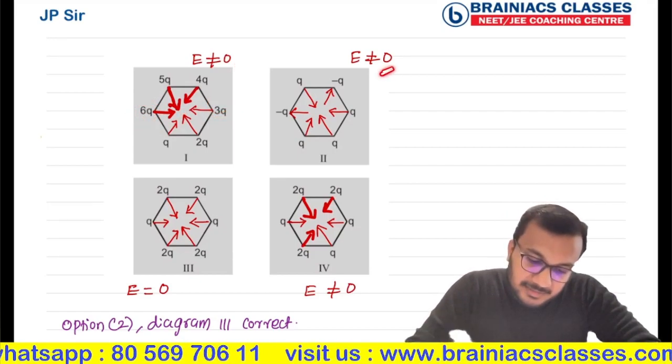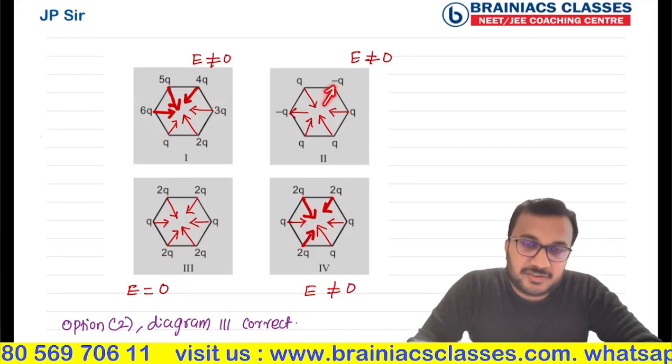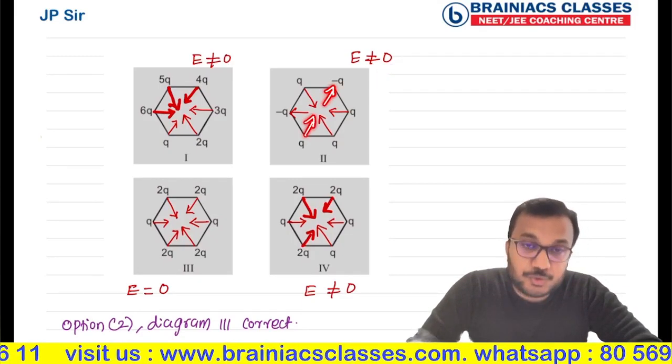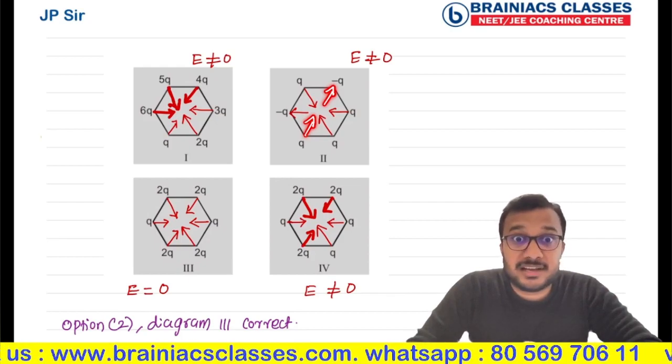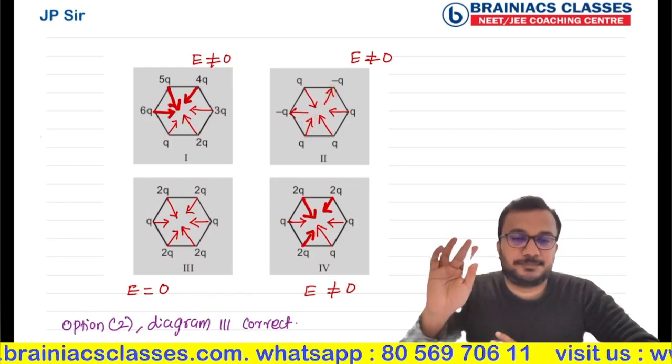In this case, minus q gives the electric field in this direction, and plus q in the other direction, so the two vectors are adding up. Opposite directions cancel to 0 only if equal, so this will never equal 0.